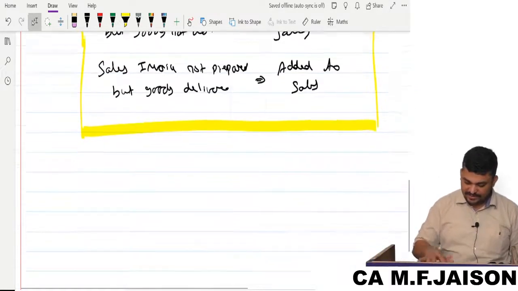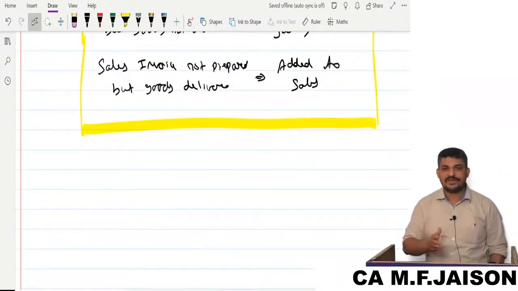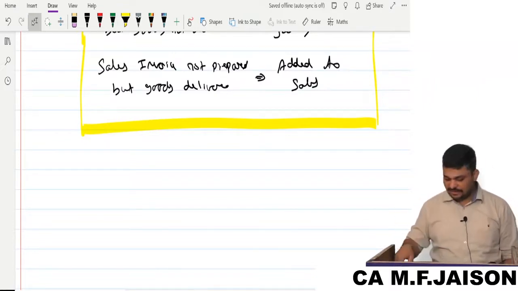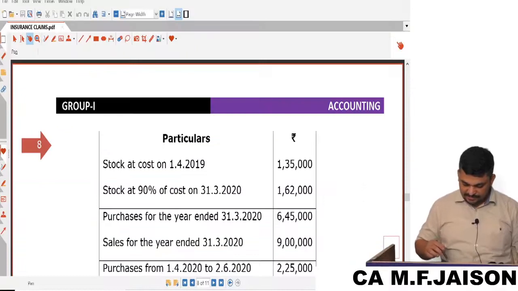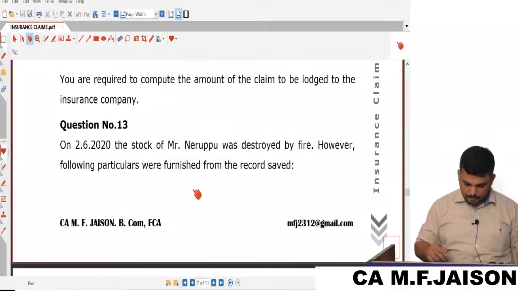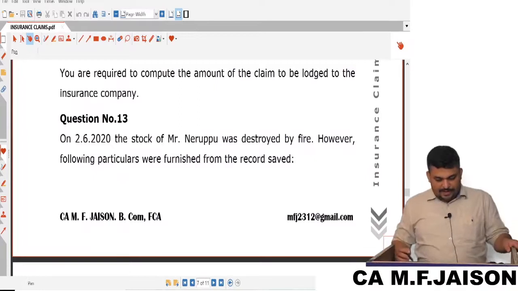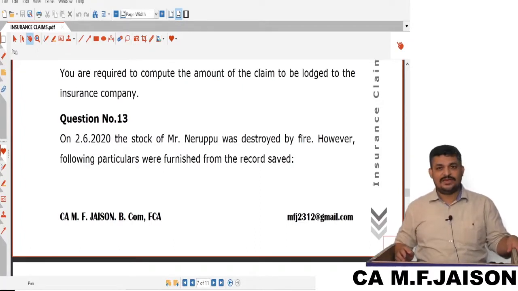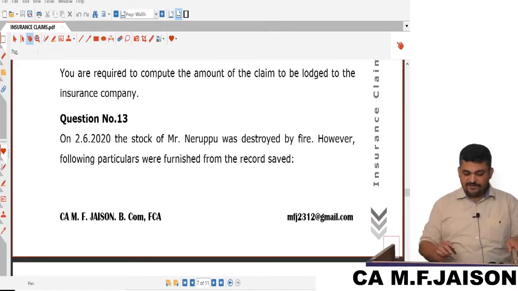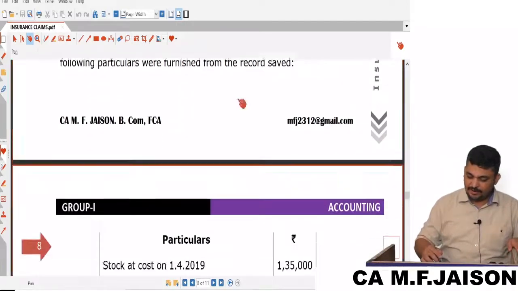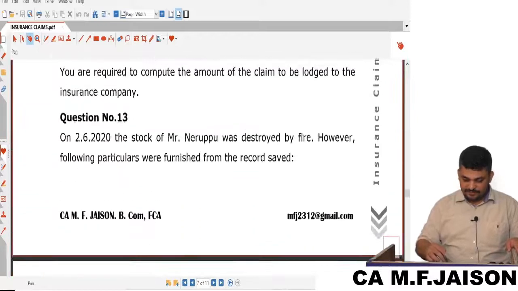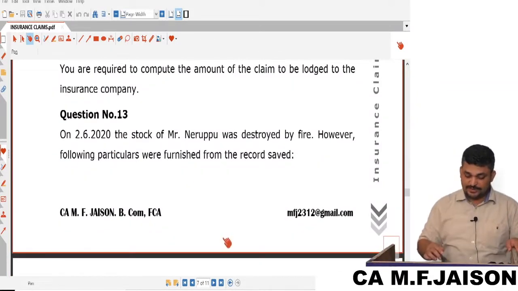So proceeding further, now we are moving to that particular question, say question number 13. We will complete that and then we will move into the last question, my dear friends. So let us take up this question number 13. On 2nd June 2020, the stock of Mr. Nirupuda was destroyed by fire. However, the following particulars were furnished from the records saved. Stock on 1/4/19. So before this, please understand, 2nd June 2020.